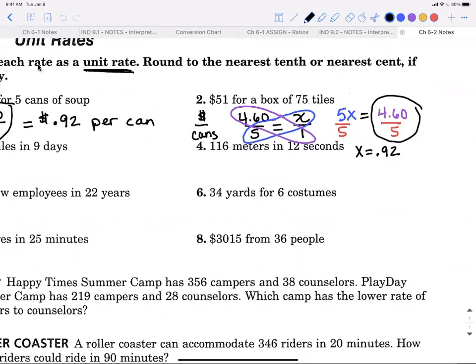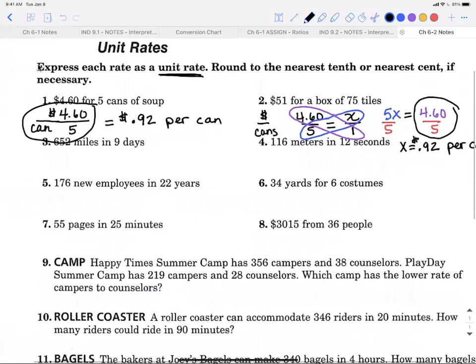And because we're talking 92 cents per can, you still are going to label it the same way. So with all of these, you're going to have an initial fraction like I did here. This is your initial fraction. Here was my initial fraction, right? Money over cans.